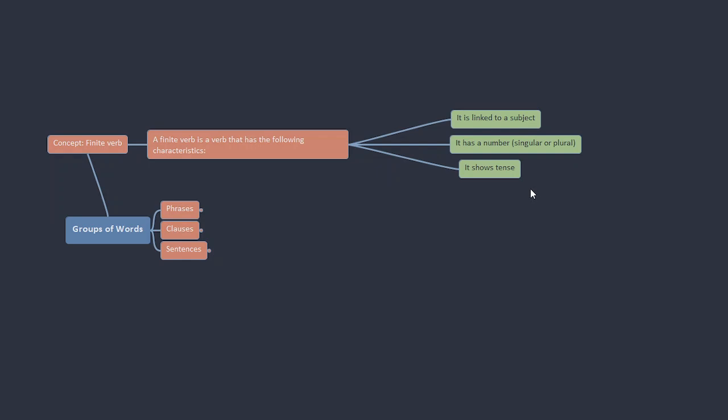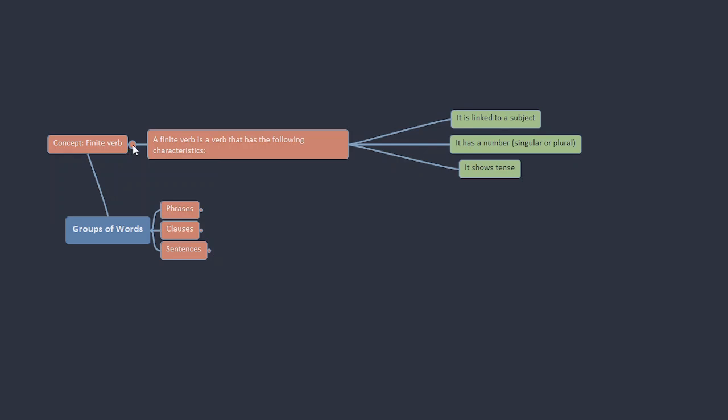There will be a number. It will show whether it is singular or plural. Is one person performing the action or more than one performing the action? And it will show tense. It will show the time that the event is taking place, whether it's been in the past and has been done, or whether it is continuing in the present, or whether it is something that will take place in the future. As I said, we'll do more about that in a future video, but that's what you need to know for now.